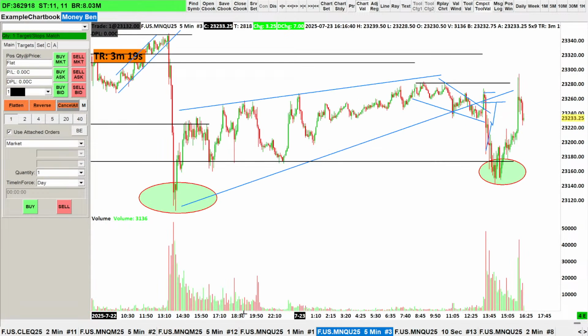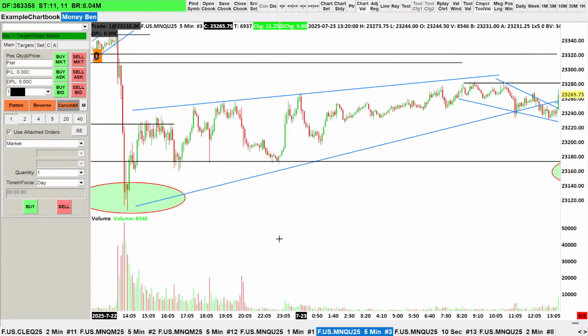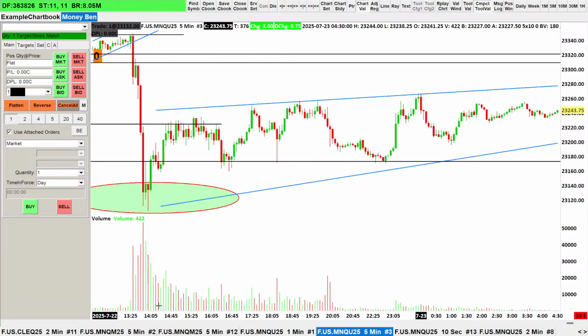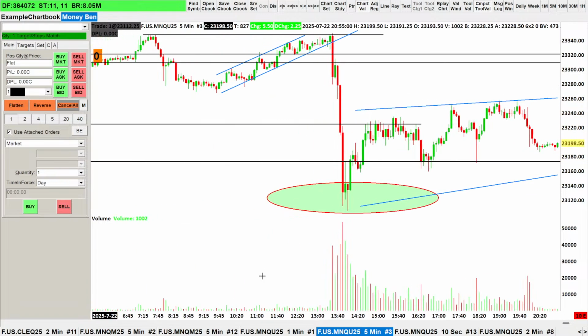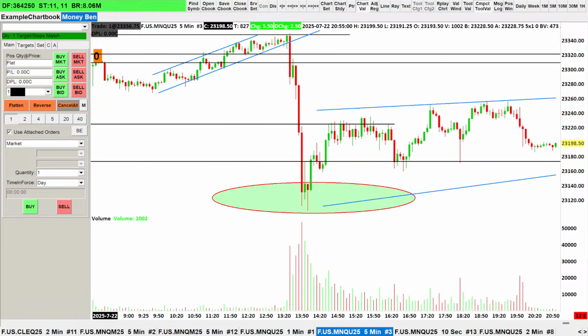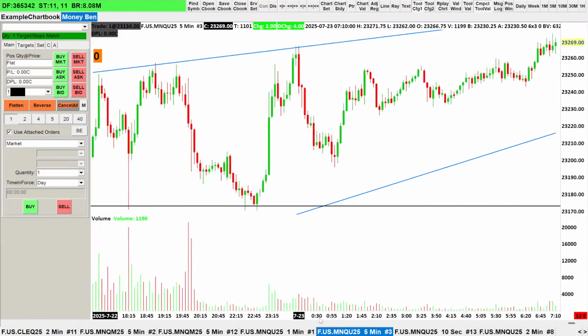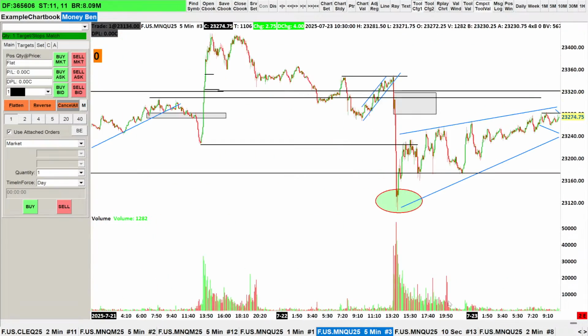So that's what I was looking at yesterday. Remember yesterday I was trying to get a sell right here at this supply right here, but it never went to that supply. Today, did it go to that supply today? Let's see.